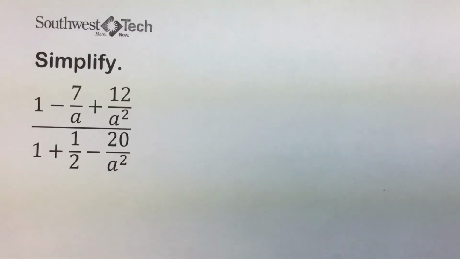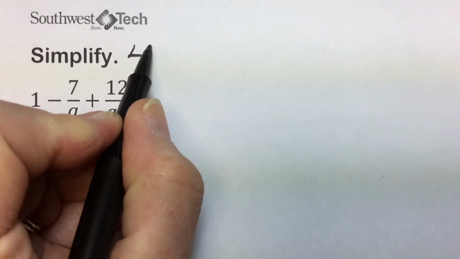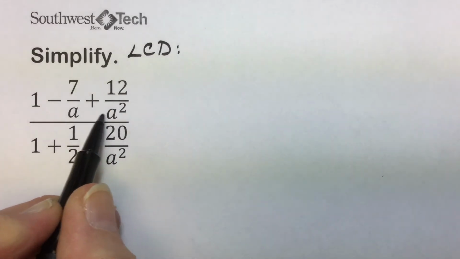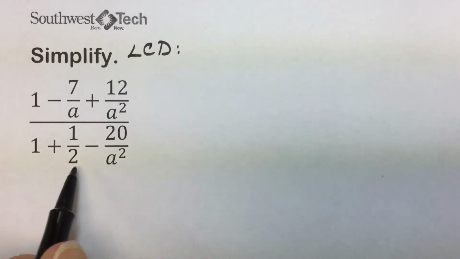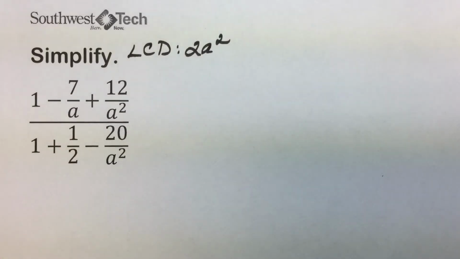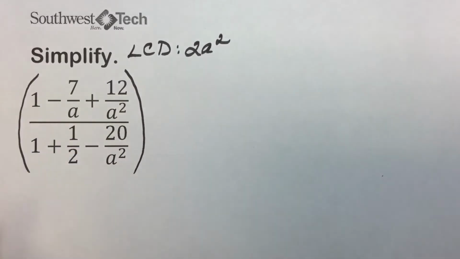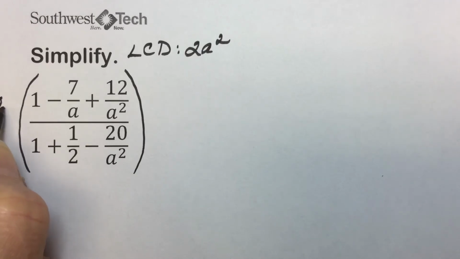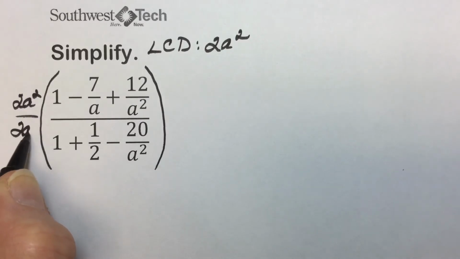In this next example, we have a complex fraction using that same technique, the least common denominator of all the denominators. We need an a squared from the top. We have an a squared in the denominators, but we also have a factor of 2. So 2a squared is the least common denominator of all denominators. And using the technique that we have in the first two problems, we'll multiply by a special 1, which is 2a squared over 2a squared.